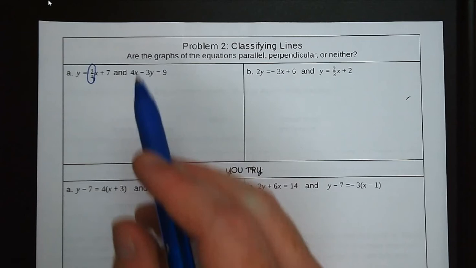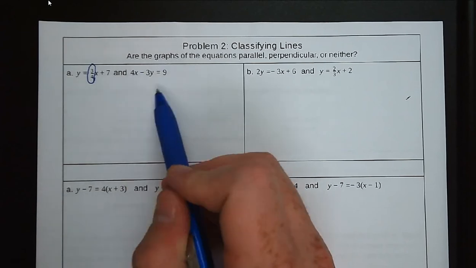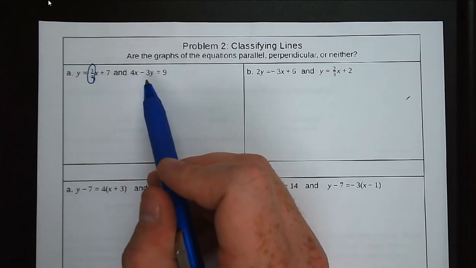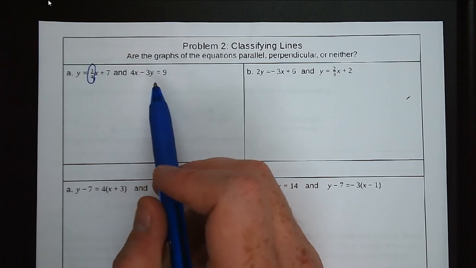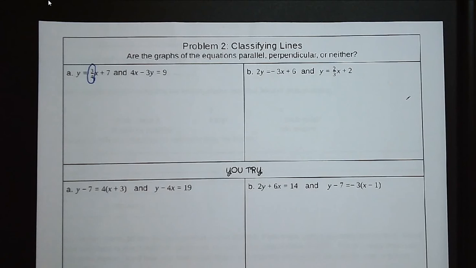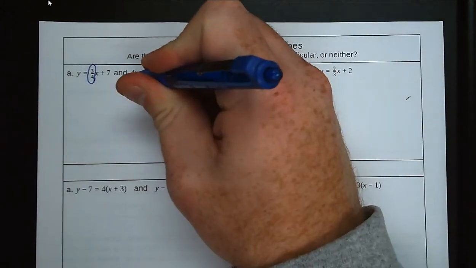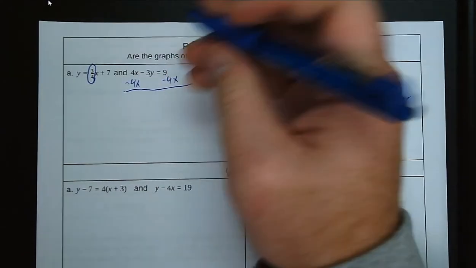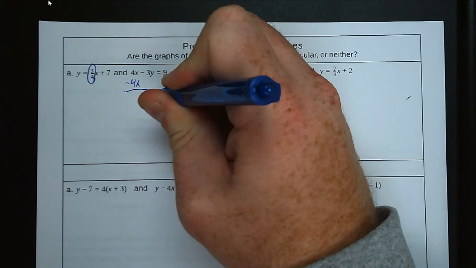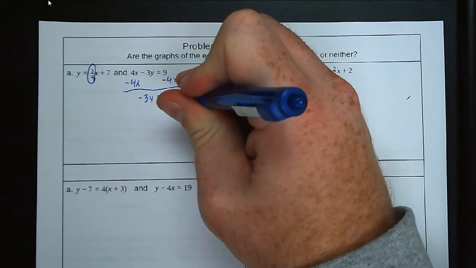Now, the second equation is in standard form, which we learned about yesterday. Standard form does not let us see the slope very easily, so we need to solve that equation for y. Let's put it into slope-intercept. So we're going to start by subtracting 4x from both sides. We have negative 3y is equal to negative 4x plus 9.